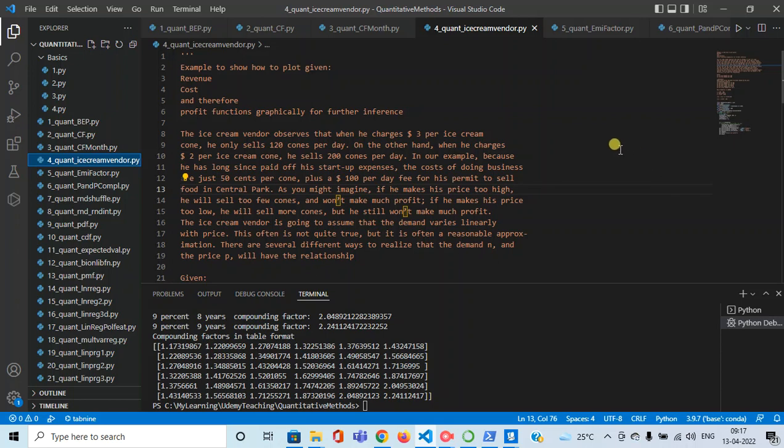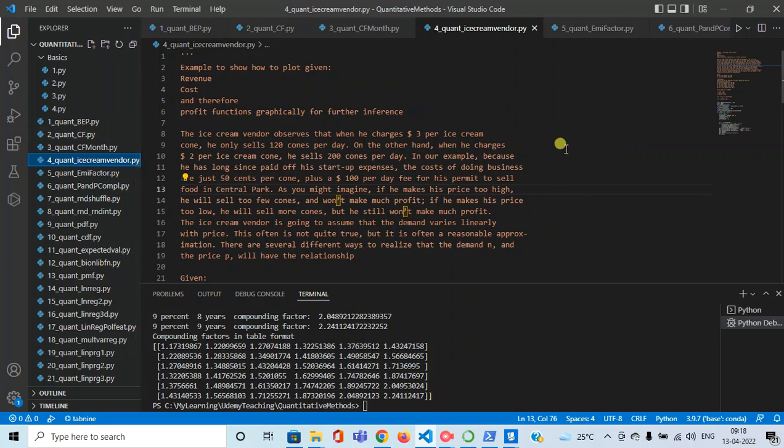Welcome back. This is a typical ice cream vendor problem that gets done as a project in economics. So what we are doing is plotting cost, revenue, and therefore profit functions graphically for the given problem. Okay, so what is the given problem? The definition is given over here in the body.